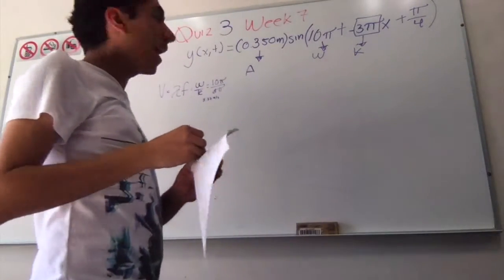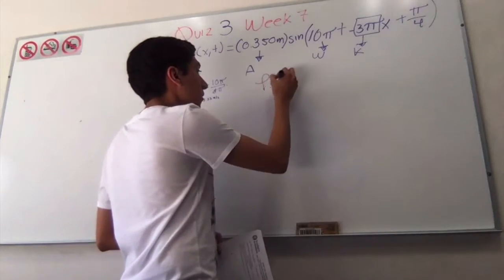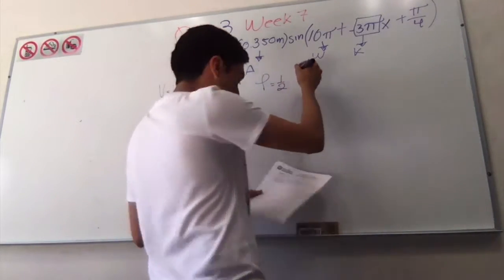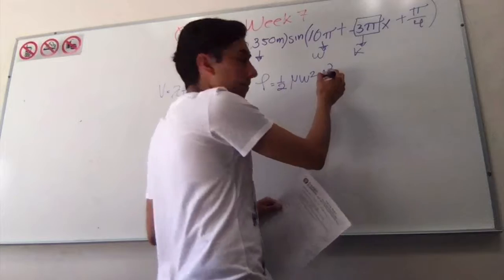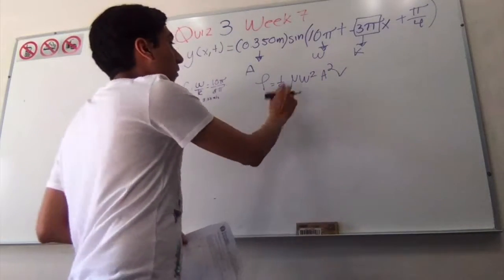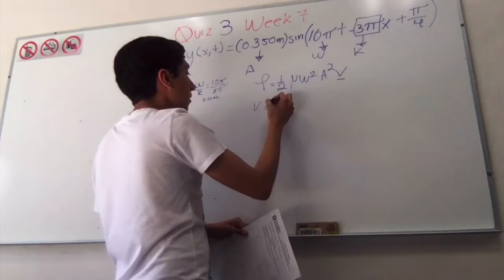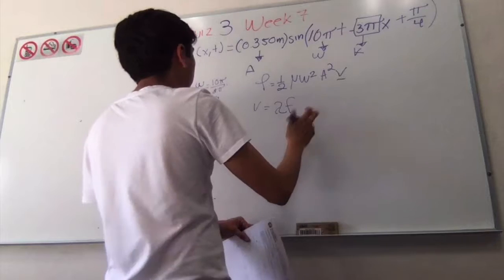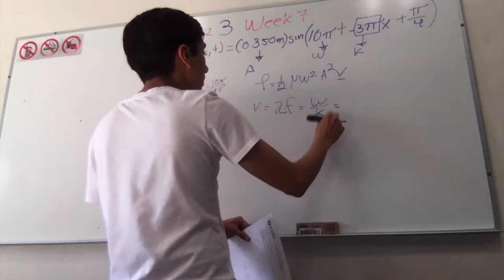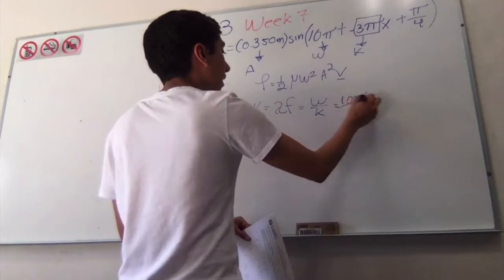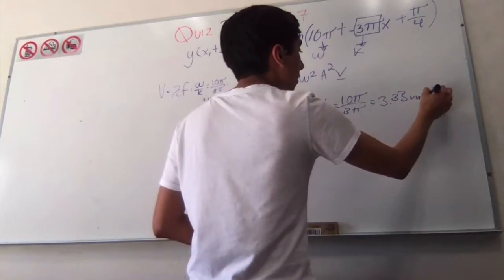Okay, so the formula we will use is this. We already have all the values, but we are missing the speed. So we know that the speed is equal to the wavelength times the frequency, and this is equal to omega over k, and we already know these two values. So we have 10 pi over 3 pi, and this will be equal to 3.33 meters per second.